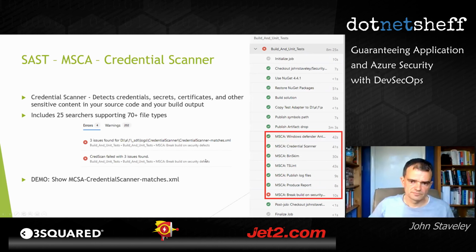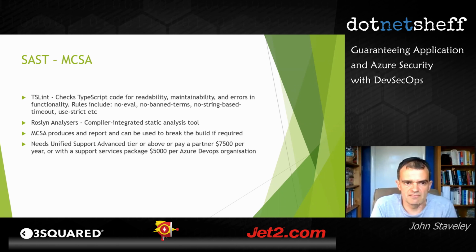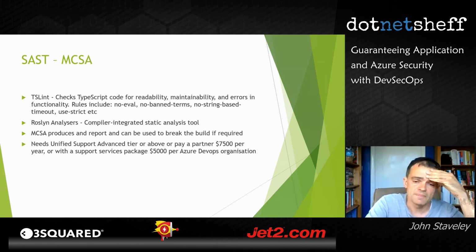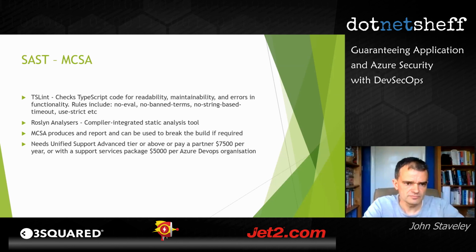So other parts of the Microsoft security checks: TSLint, which checks TypeScript code for readability, maintainability, errors and functionality. In terms of pure security, you don't want eval, so it has a rule to check you haven't used eval. There are some terms you shouldn't use for security reasons. No string-based timeouts, which can be used to cause denial of service. Use strict, of course. Then Roslyn analyzers, a bit like FxCop, so they integrate with the code and analyze the code as you're building it. Again, also on the build server, they can produce a report and break the build if required.